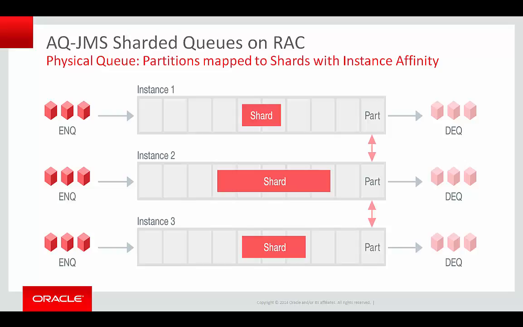So when an AQ session comes along, that session will be connected to an instance. At that instance, that session will be assigned to a shard. That shard will be assigned partitions to store the messages for that shard. Similarly, dequeue sessions would connect to an instance, and they would be assigned a shard that has affinity to that instance, and they would dequeue from subpartitions on that shard.